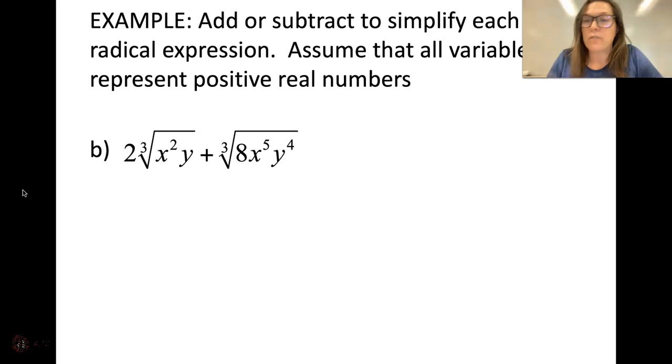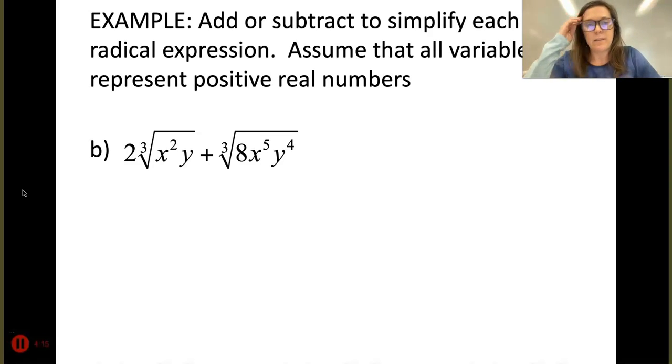All right, now we're getting even crazier. Now look at all these variables I got involved. Okay, so let's do some simplifying. Can I simplify this? My index is a 3, my exponent here is 2, my exponent here is 1, so that doesn't simplify any further.